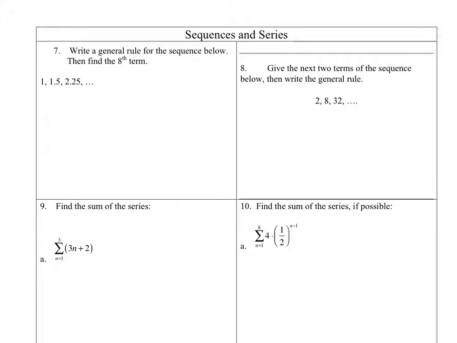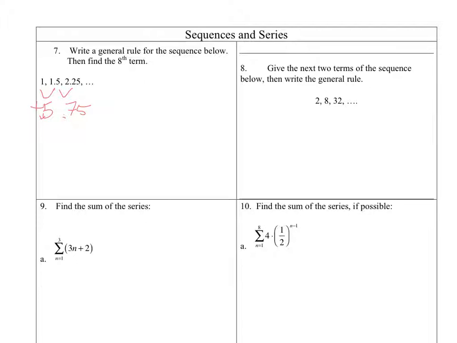Next up, we've got sequences and series. For number 7, we're going to write a general rule for the sequence below, and then find the 8th term. It might be helpful to figure out what's going on here. So it looks like between the first and the second we're adding 0.5 and then we're adding 0.75. Oh man, that's not actually, so it's going by adding.